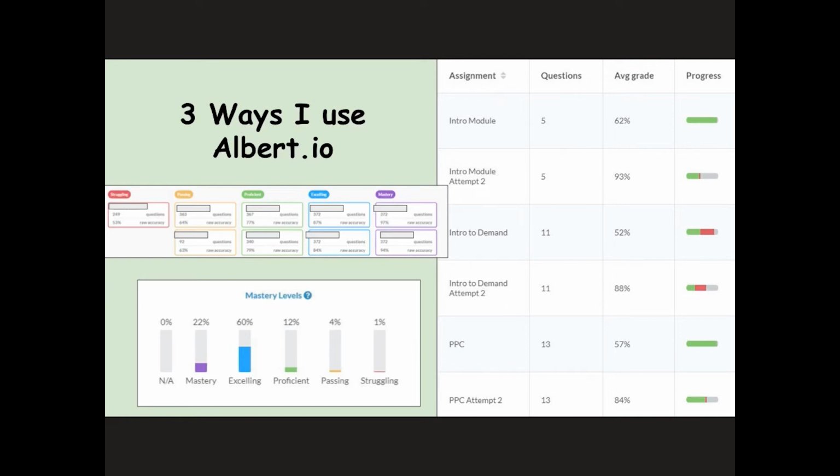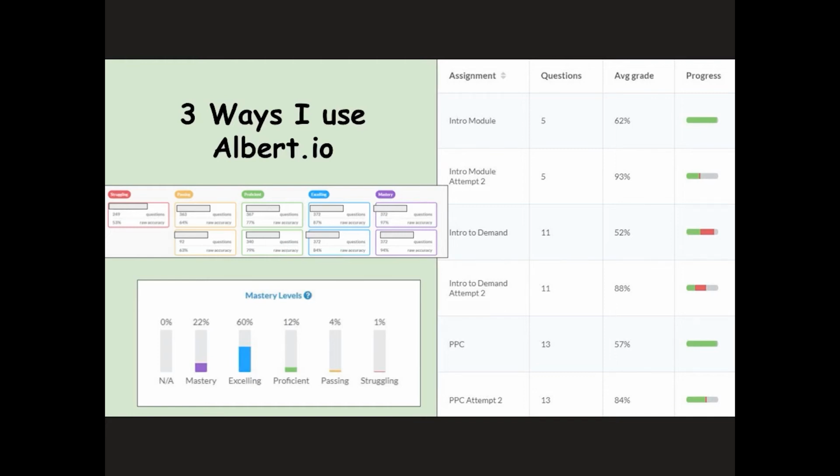One of the most important things for teachers is being able to look at the data. So first off, here we have a list of students that I've grayed out their names, but you can see very quickly what level students are at and which students are struggling the most. So we have struggling, passing, proficient, excelling, mastery, and then it gives the number of questions they've answered in total, as well as their raw accuracy.